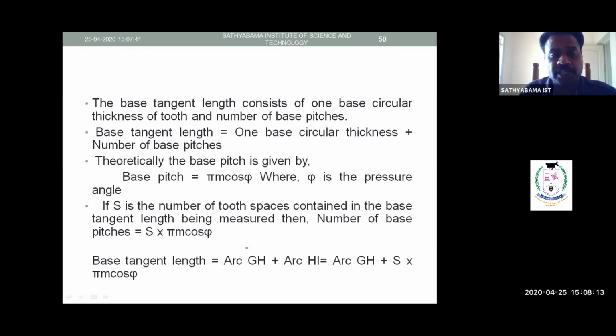Normally the standard pressure angles for gears are 14.5 degrees and 20 degrees. If S is the number of tooth spaces contained in the base tangent length being measured, then the base pitches will be equal to S times pi m, that is circular pitch, into the cosine of phi, that is the pressure angle. So the base tangent length, what we are going to measure using this next picture in gears, is arc GH and arc HI.